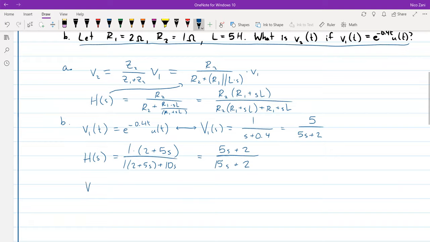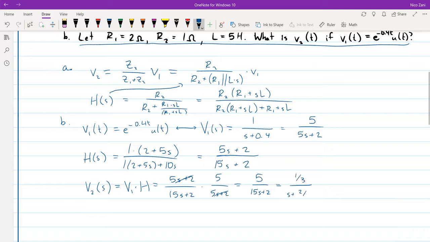And if we find V2 of S, this is V1 times H. And that's just going to be 5S plus 2 over 15S plus 2 multiplied by 5 over 5S plus 2. These cancel, and we get 5 over 15S plus 2, which is equal to 1/3 over S plus 2/15. So V2 of t then is going to be equal to simply 1/3 e to the negative 2/15 t u of t.